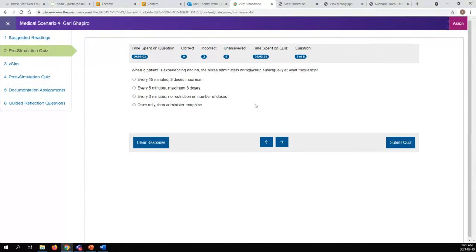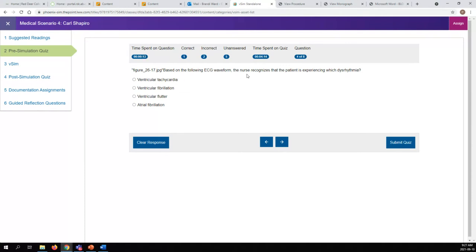When a patient is experiencing angina, the nurse administers nitroglycerin sublingual at what frequency? We've got every 15 minutes for 3 doses maximum, 5 minutes, every 3 minutes, no restriction, once only, and then administer the morphine. In that case, going back to my med knowledge, I may need to look it up, and I'm going to go with that one. Okay, in this case, we'll disregard this one. I currently don't have the figure, but we would have this available if it was required.